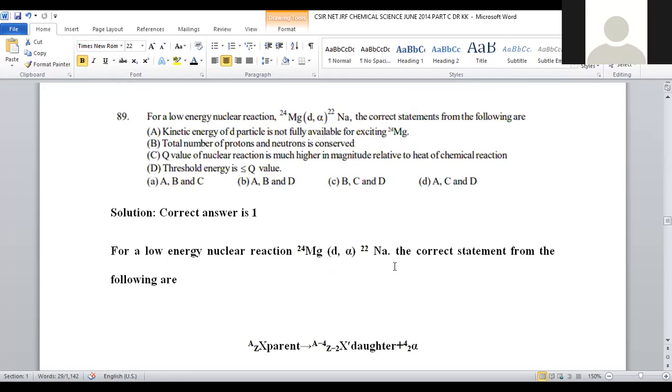In this reaction, alpha decay is possible, and beta decay, which increases the atomic number by 1 unit. Kinetic energy of the D particle is not fully available for the excitation of magnesium. So here the D particle is not giving sufficient energy for the excitation of magnesium, right? Total number of protons and neutrons are conserved.